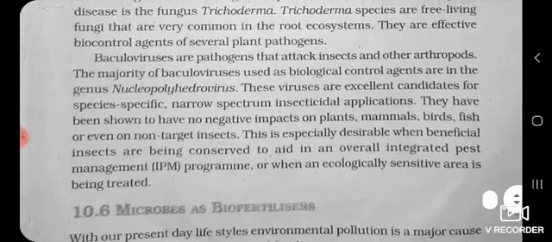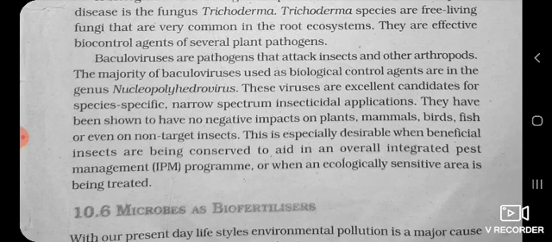Next, the baculoviruses are pathogens that attack insects and other arthropods. So baculovirus is a class of virus which are pathogens that attack insects and other arthropods. They particularly attack the insects which are present in our field, and arthropods. Arthropods means the phylum Arthropoda, and a number of insects come under this Arthropoda. So arthropods and other insects of the field get controlled by these baculoviruses, which are also one of the pathogens.